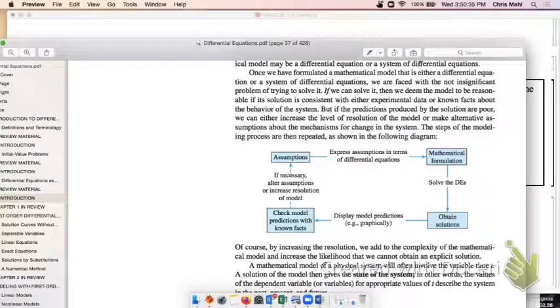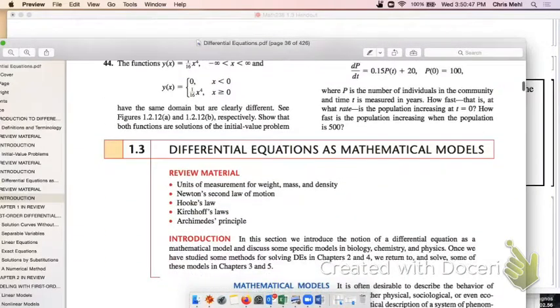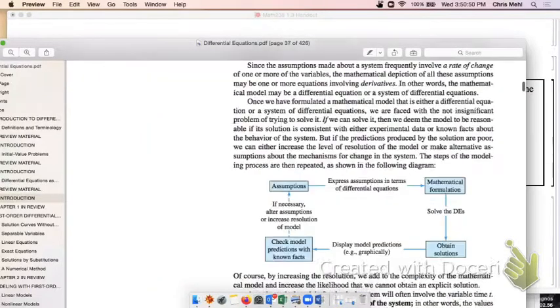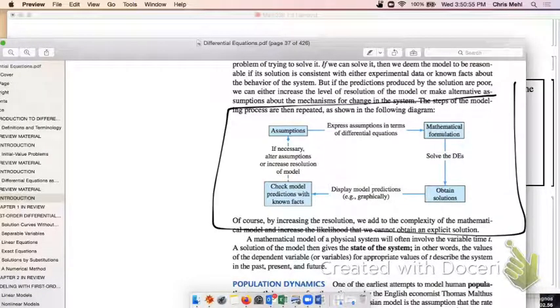Before I talk about Newton's law of cooling, I do just want to point out that as you're reading through the beginning of the section in the textbook, differential equations as mathematical models, one thing to keep in mind that's actually interesting is this feedback loop for improving mathematical models. Especially this part where you start down here, you would display model predictions. So you have some predictions about your population or your amount or your temperature.